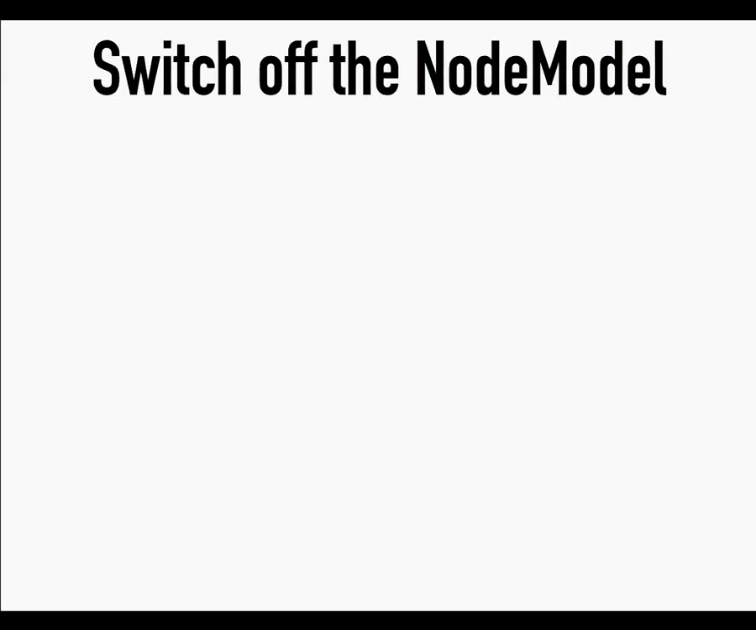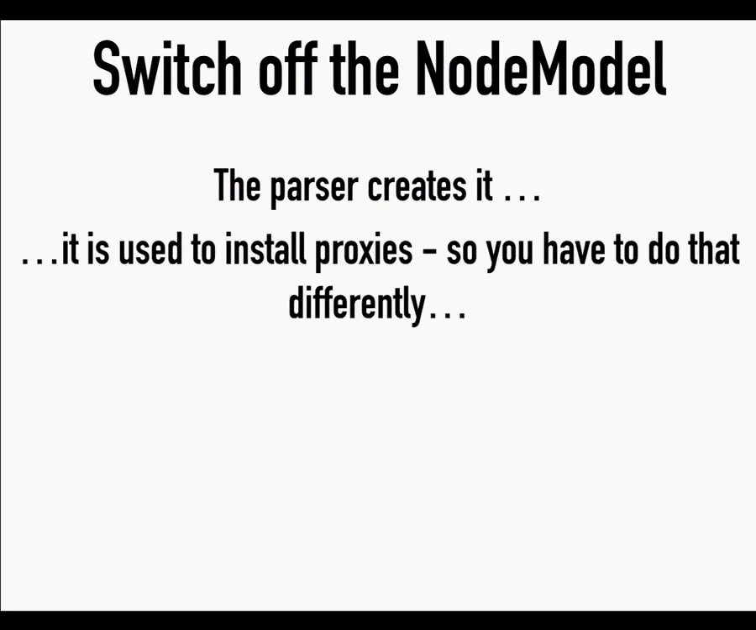But there is a solution. So switching off the node model, I know it's dirty, but it will help. It's not a common thing, and that's the last point that I want to bring to you. Switching off the node model has a lot of implications, and we will come to that point. The parser creates it, so if you want to switch off, you have to override the parser, and then you will see it, all the proxies are not resolvable anymore, because the node model is consulted and installed as an adapter on the object to install the proxies afterwards. So you have to find a solution to do that.